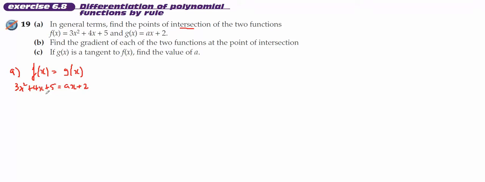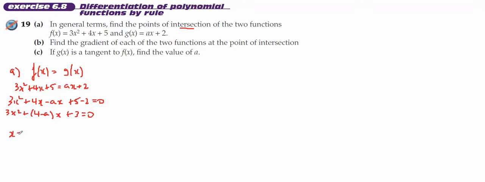We know that when a straight line and a parabola are drawn, there could be no intersection point, one intersection point, or two intersection points. To find the points of intersection in A, we need to set the two functions equal to each other and solve for x. I'm going to put everything on the left-hand side. 3x squared plus 4x minus ax plus 5 minus 2 equals 0. 3x squared plus (4 minus a)x plus 3 equals 0. And I'll use the quadratic formula.